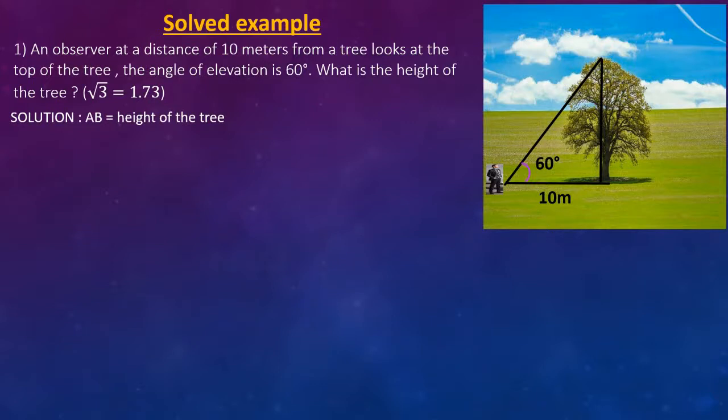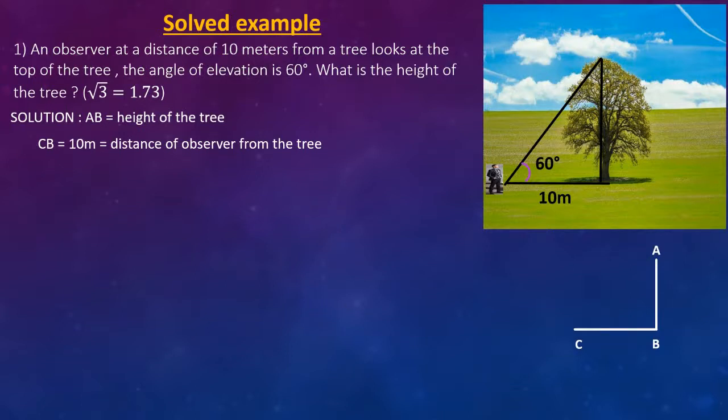Now let us start with the solution. Let AB be the height of the tree. CB is equal to 10 meters, the distance of the observer from the tree. So this is CB, which is 10 meters. Let us join A and C. Now we get angle C as 60 degrees, which is given in the question. So angle BCA is equal to 60 degrees, which is the angle of elevation theta.